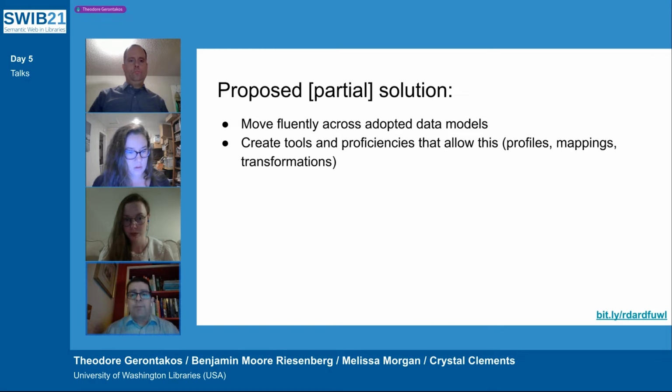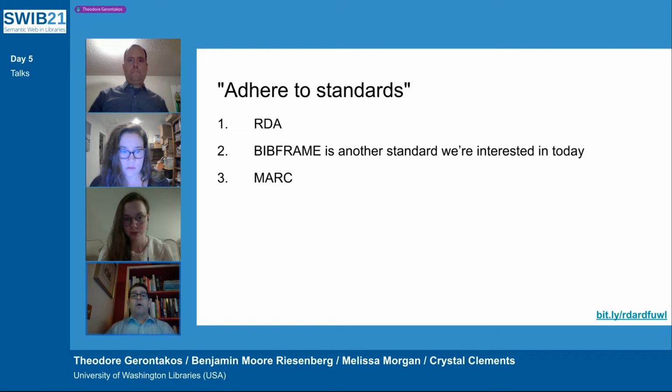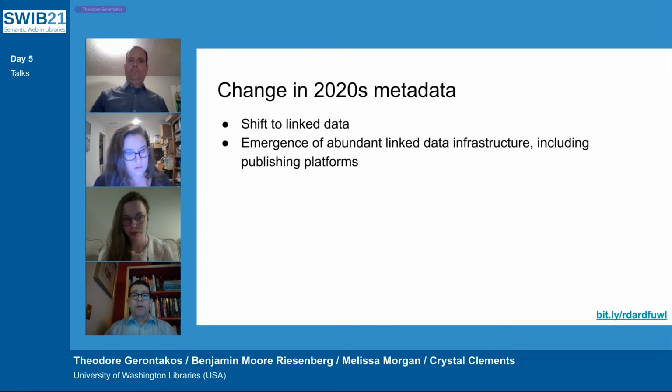So our proposed partial solution is to increase metadata professionals' fluency to move across data models, and then to create tools and proficiencies that allow this, and in this case, profiles, mappings, and transformations. So we want to adhere to standards today. The standards we'll talk about are RDA and BIBFRAME, and mostly a little MARC, three well-established standards. It could have been other standards, but those are the main ones we'll talk about.